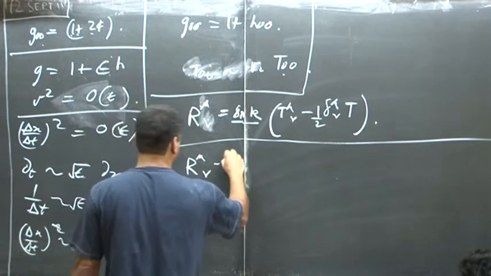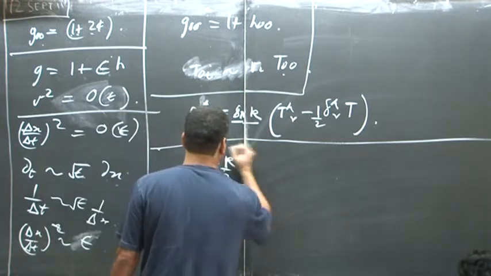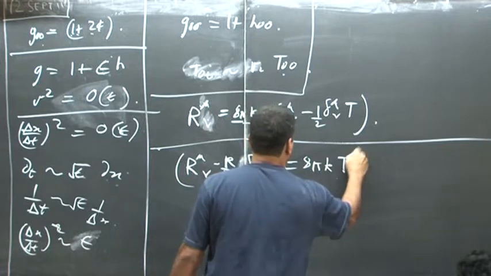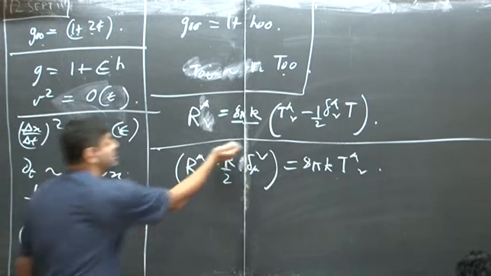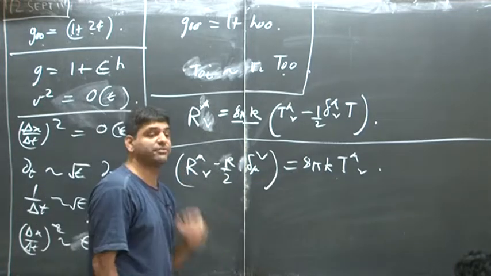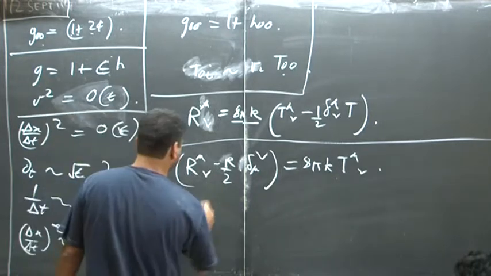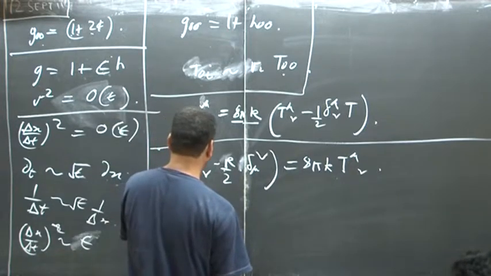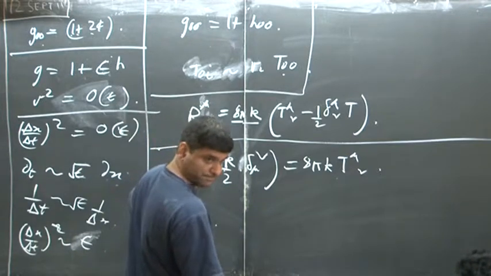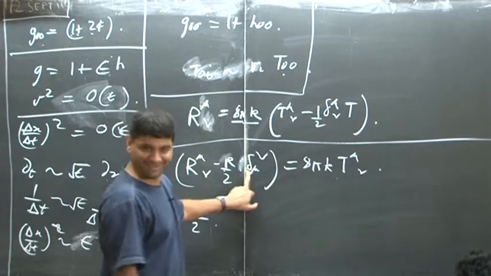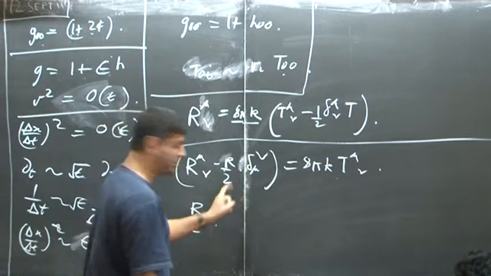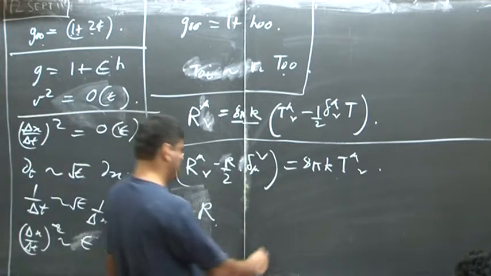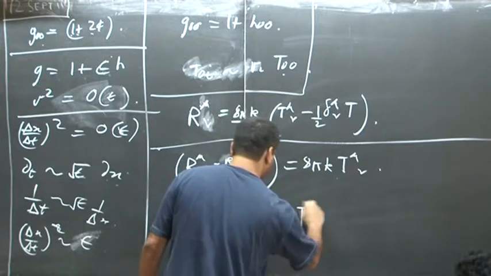We had R mu nu minus half R delta mu nu is equal to 8 pi k times T mu nu. Now there's another way of writing this equation that we can get by just taking the trace of both sides. So if I take the trace on both sides, what do I get? Let me be careful here. The trace of R mu nu is just R. The trace of the delta term is 4 times R, but there's a half here, so that's a minus 2 times R. So this is minus R, which is equal to 8 pi k times T.